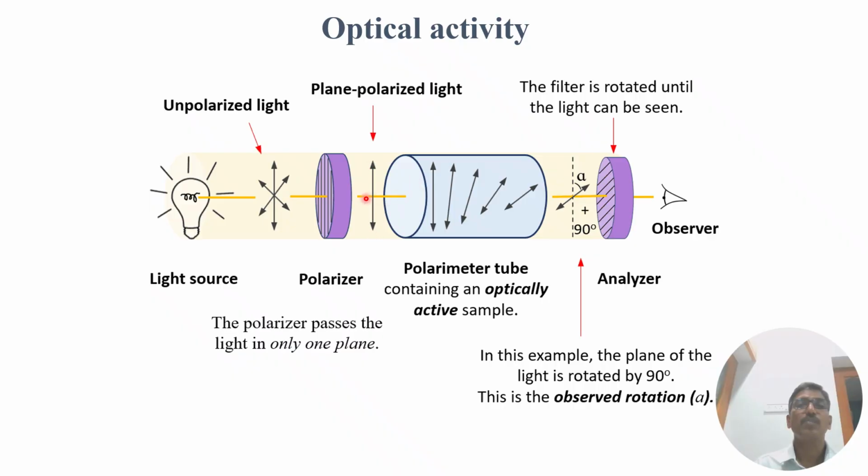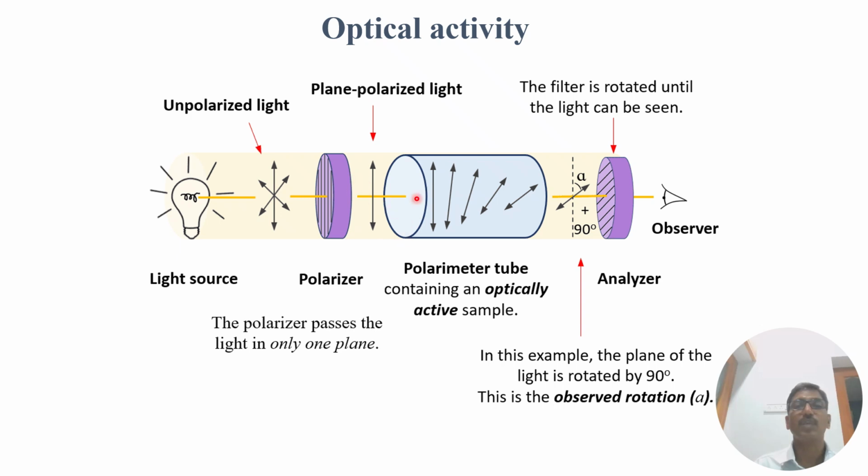When you pass this plane polarized light through the polarimeter tube, which normally contains the optically active sample, depending on the sample nature, whether it is a levo or a dextrorotatory sample, the plane polarized light would rotate either in a clockwise direction or an anti-clockwise direction. That can be seen here. That is called the observed rotation alpha. That would be recorded through the analyzer.